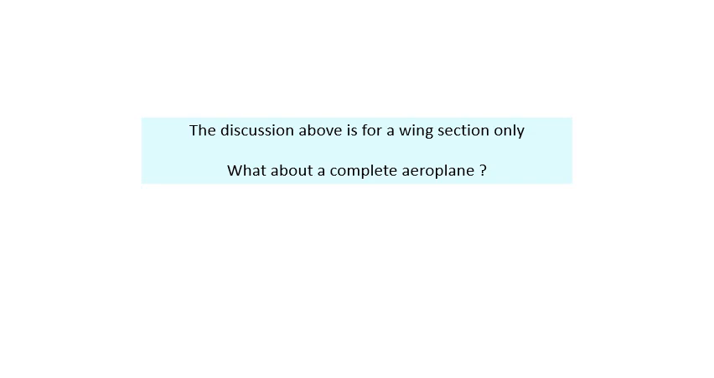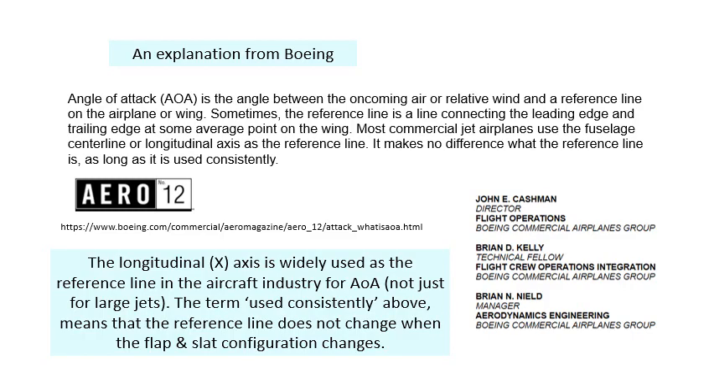So that's for a wing section only. What about a complete aeroplane? This is an explanation from Boeing, and I put the reference there on the page. Boeing explains that the longitudinal axis, the x-axis, is widely used as the reference line in the aircraft industry for angle of attack, and it's not just for large jets, it's for turboprops and many other planes. That's the reference line, and it does not change when the flap and slat configuration changes.